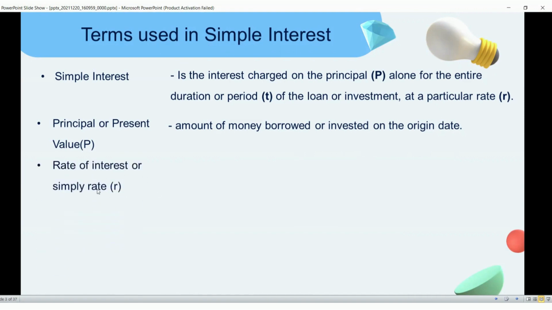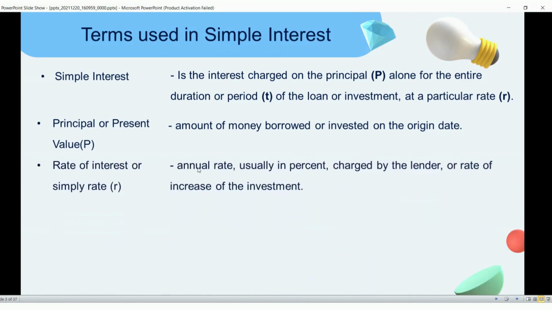Rate of interest, or simply rate, is the annual rate, usually in percent, charged by the lender or the rate of increase of the investment. So sa mga problem, makikita nyo naman yung rate of interest, usually in percent siya. And kapag percent siya, need natin siya i-convert into decimal bago natin i-solve or i-calculate.